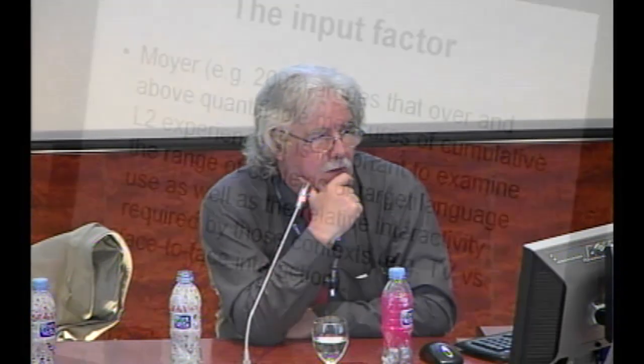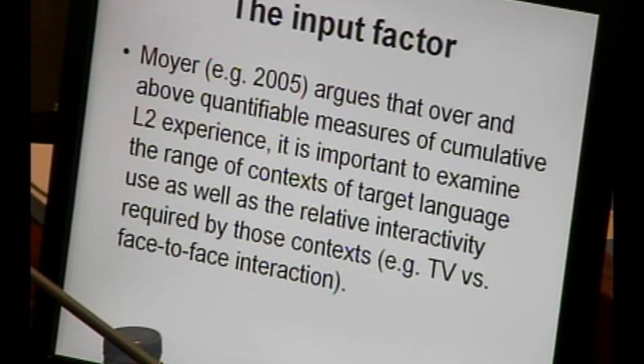So the younger children had a higher number of L2-speaking friends. The older learners tended to choose L1 peers as their friends, because they're that much older, they're that much more identified with the language and the culture from which they come. So Moyer argues that over and above quantifiable measures of cumulative L2 experience, it's important to examine the range of contexts of target language use, as well as the relative interactivity required by those contexts.